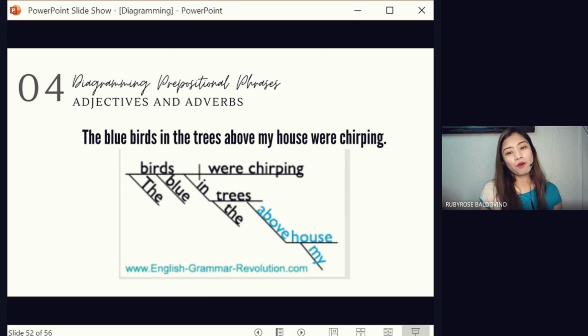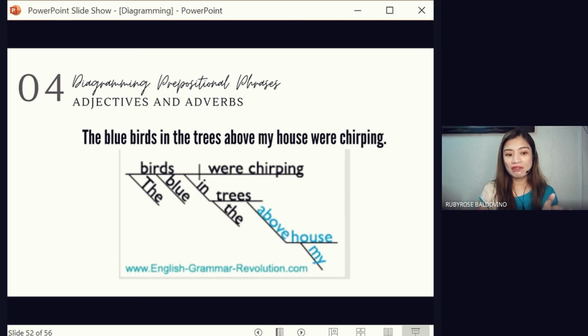Now, it's time for one more round of prepositional phrases acting as adjectives. Okay? In the sentence, we have the bluebirds in the trees above my house were chirping. So, again, we just have to look for the subject and the verb. Subject, in this case, is birds. And our verb is were chirping. So, the is placed below the subject as an article. Blue as a modifier is placed below the word birds, our subject.